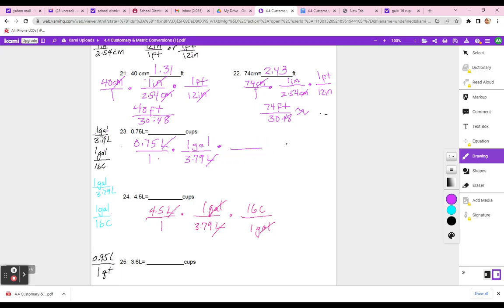I want my answer in cups. I know that 1 gallon is 16 cups. I want to divide out the gallons, so the gallons should appear on the bottom. 1 gallon is 16 cups. Okay, so gallons divide out, and now I can go ahead and multiply the top and divide all that by 3.79. When you're finished doing the math, you should get approximately 3.17.